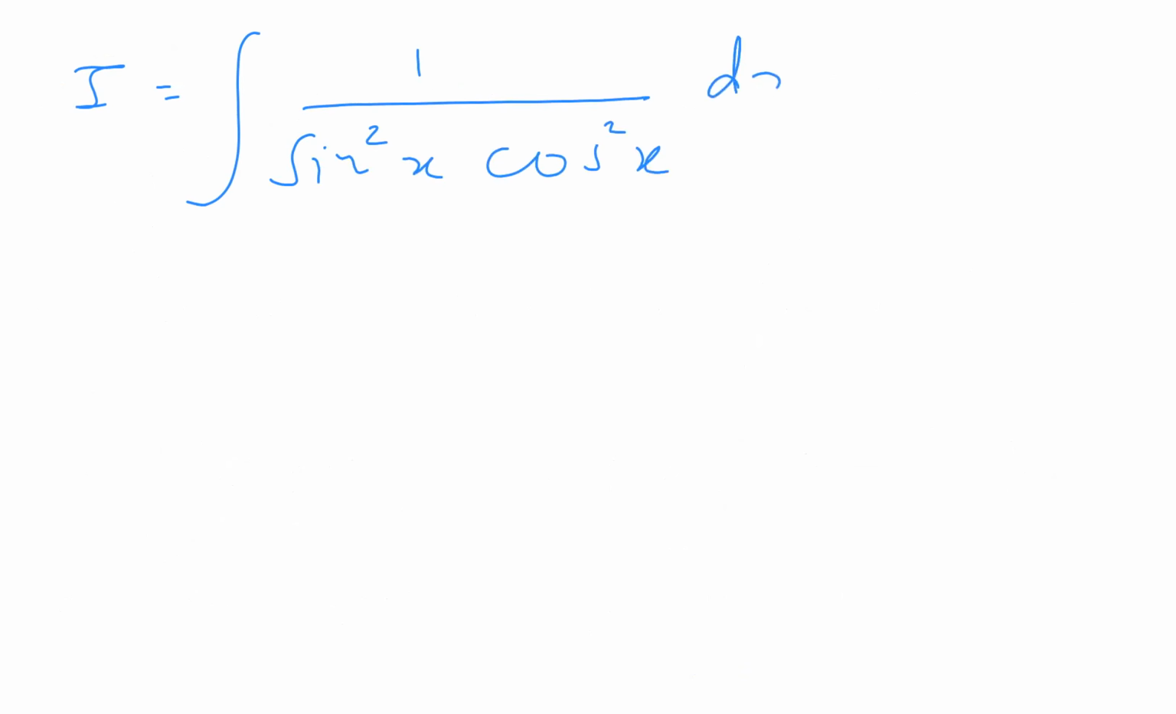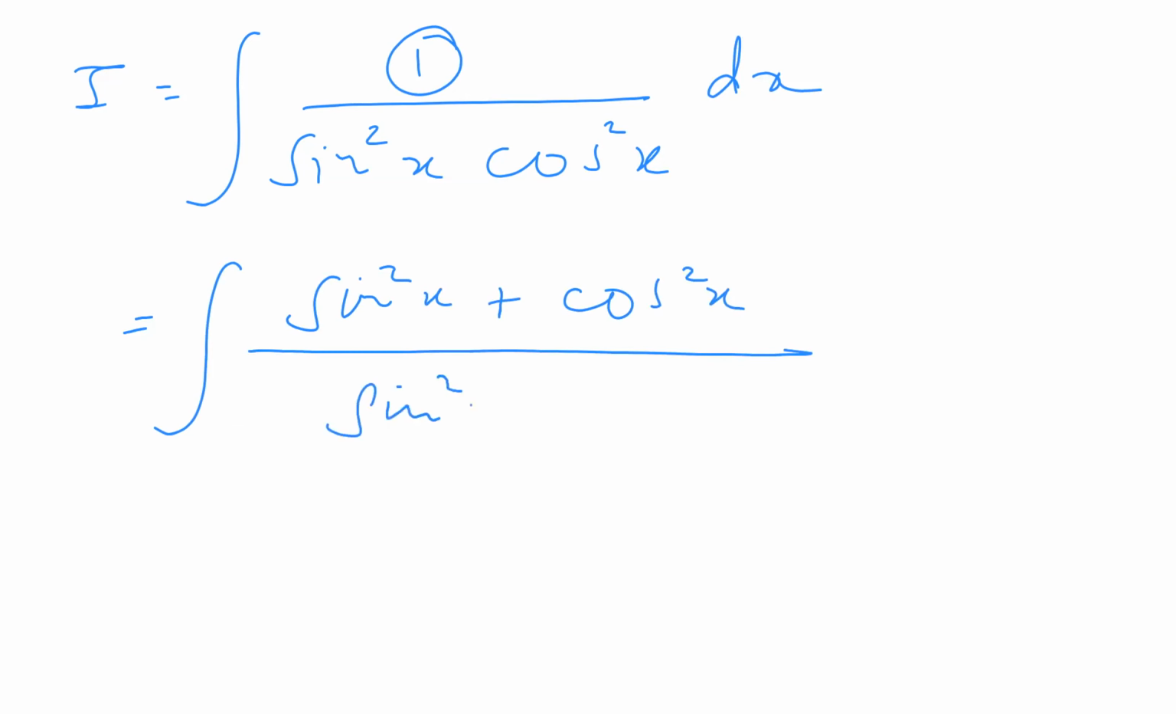Next problem. Integration of 1 upon sin square x cos square x dx. So the 1 in the numerator, I'll replace it with sin square x plus cos square x upon sin square x cos square x. The 1 in the numerator got replaced with sin square x plus cos square x. Fundamental identity.